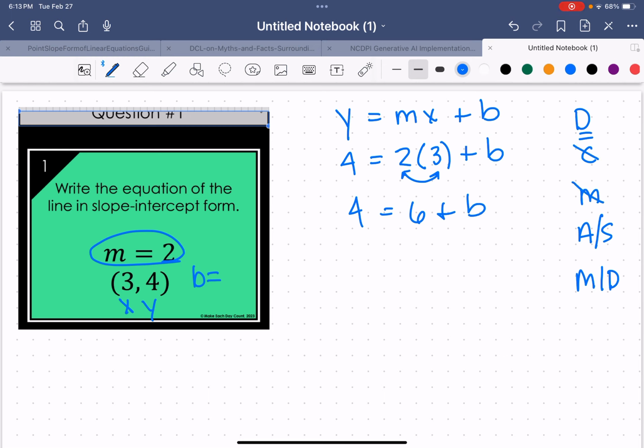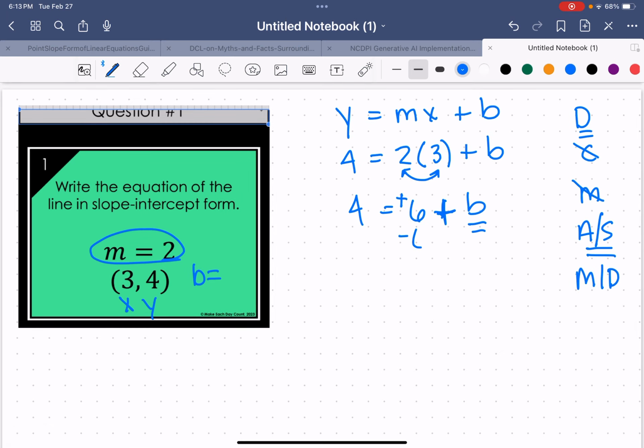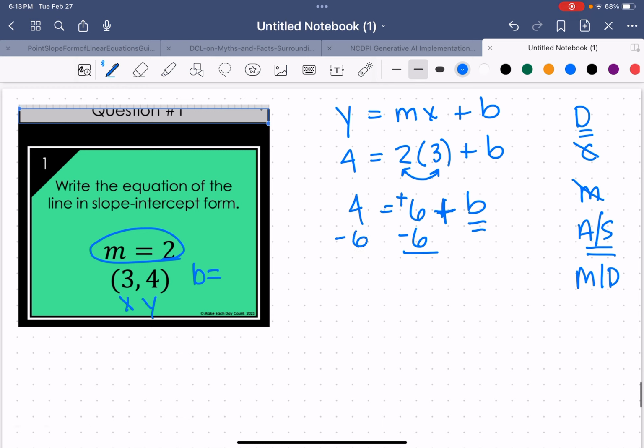There's nothing to move, but I can add or subtract. Since this is an addition symbol right here, and the 6 is positive, I want to zero out the 6 so it leaves the b alone by itself. Well, to zero out a positive 6, I would subtract 6 from both sides. This cancels out, leaves me with b. 4 minus 6 is a negative 2. So now I have all the components I need to plug it in and write the equation of a line.